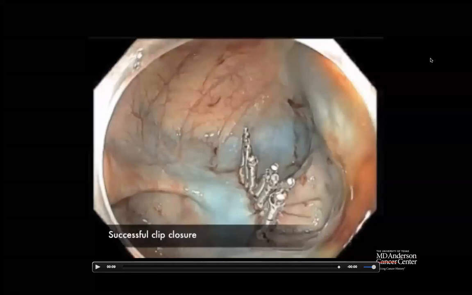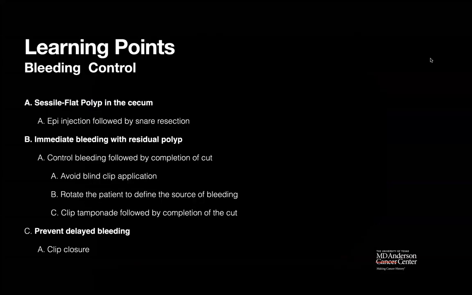So let me conclude by saying that, when you have a large polyp in the cecum, first thing is you want to make sure that there's no cancer by looking at the surface features. And when you want to resect, consider submucosal injection with or without epi. Like we talked about here, we use epi.